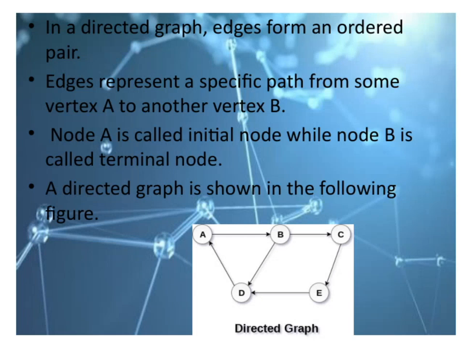Let's take a closer look at what a directed graph entails. In this context, the edges, which are the connections between nodes, actually form ordered pairs. This means that each edge has a specific direction, pointing from one node to another. Think of these edges as representing a particular path that starts from a specific node, which we call the initial node, and leads to another node, known as the terminal node. The directionality is crucial because it shows the flow or sequence from the start point to the end point.